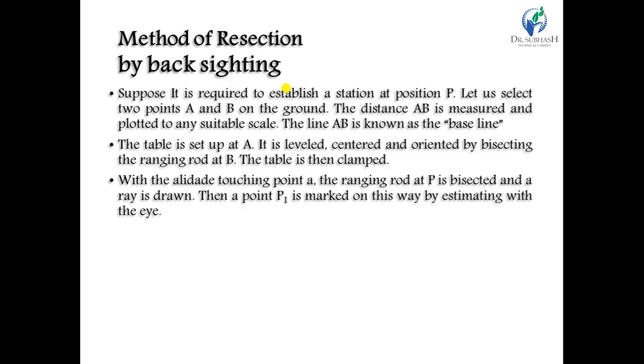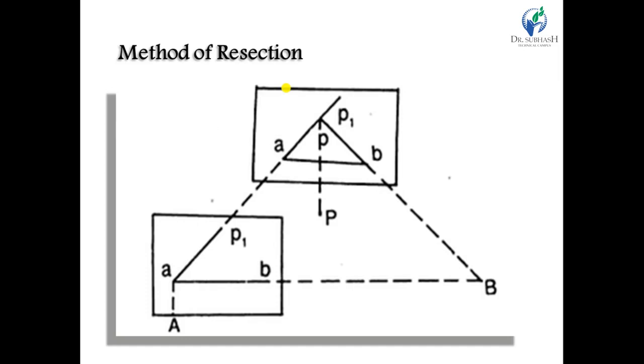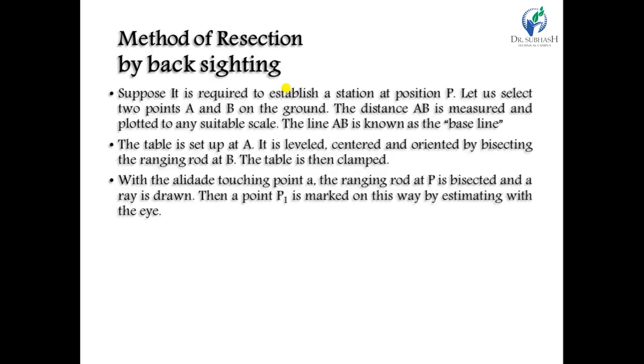Now, the method of resection by back sighting. If you want to plot our station position P, we have to select the two points A and B on the ground that should be previously placed on our survey map sheet. Now we have to measure the distance AB and plot it to any suitable scale. And we also know that it is called the baseline.